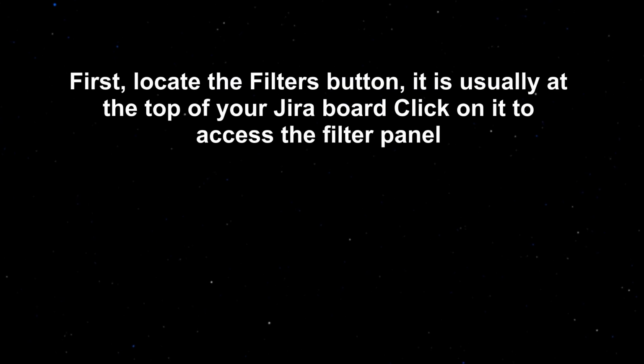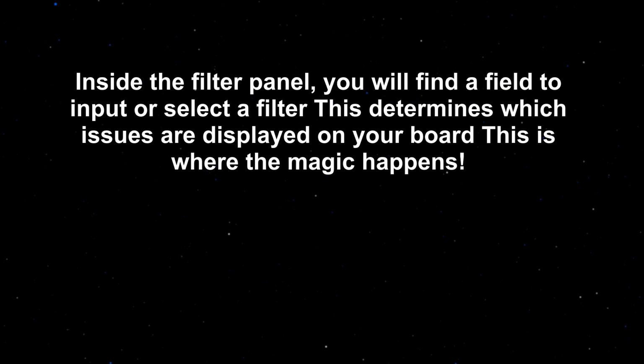Let's dive in. First, locate the Filters button. It is usually at the top of your Jira board. Click on it to access the filter panel. Inside the filter panel, you will find a field to input or select a filter. This determines which issues are displayed on your board. This is where the magic happens.